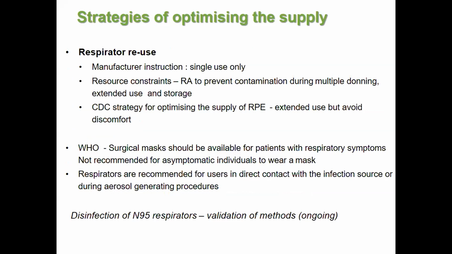As we try to optimize the supply, there is a concept of respirator reuse. Some of us know that manufacturers write on their package or box that it is single use only, but we do understand the situation now. Because of the situation with COVID, how do we optimize the supply? What we're recommending is that the risk assessment needs to also propose means and ways that will prevent contamination of PPE during multiple donning, extended use, and also storage.